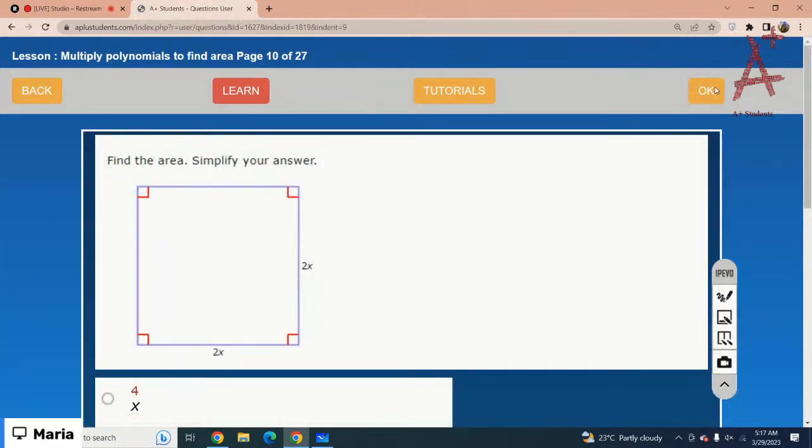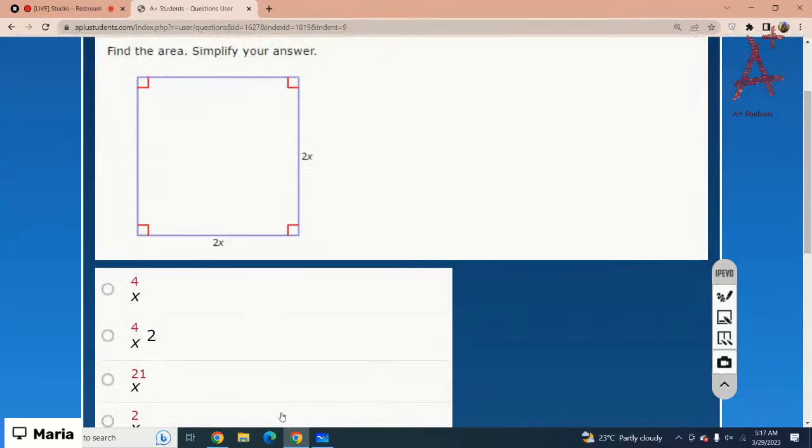Okay, find the area. Again, you have to do length times width. So it would be 2x times 2x is, yes, 4x square. So the correct option is 4x square.